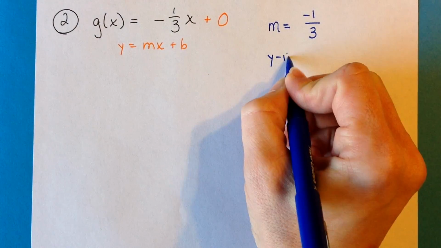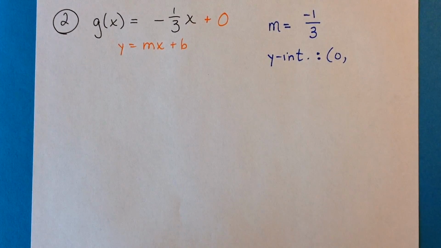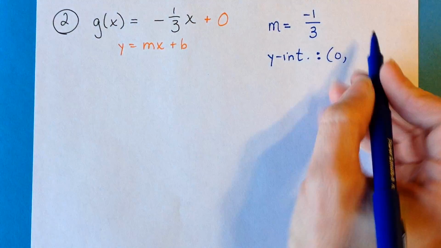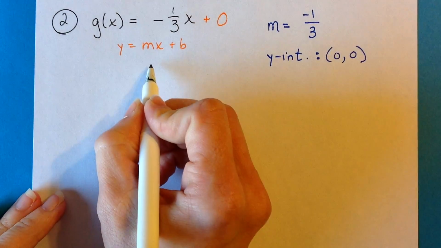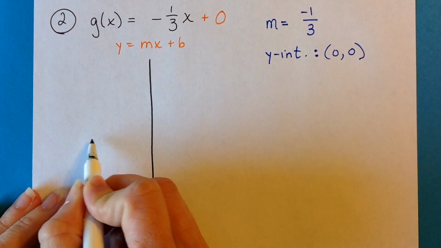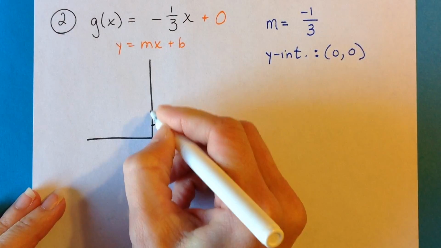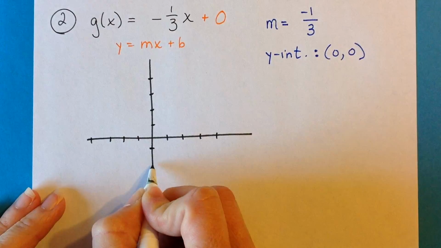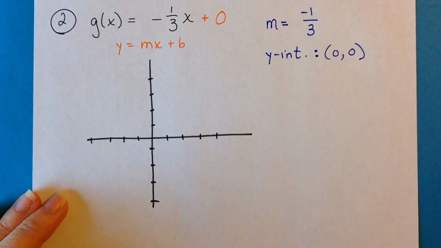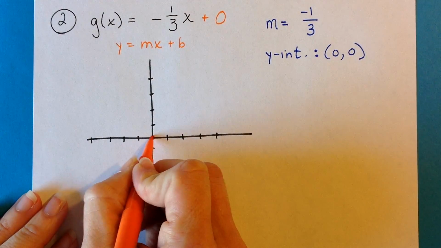Okay, y-intercept. Again, your x-coordinate would have to be 0. This is your y coordinate, which is also 0. So what's happening is this one is just going through the origin. Okay, so you start off by marking your y-intercept, again, which is the origin.